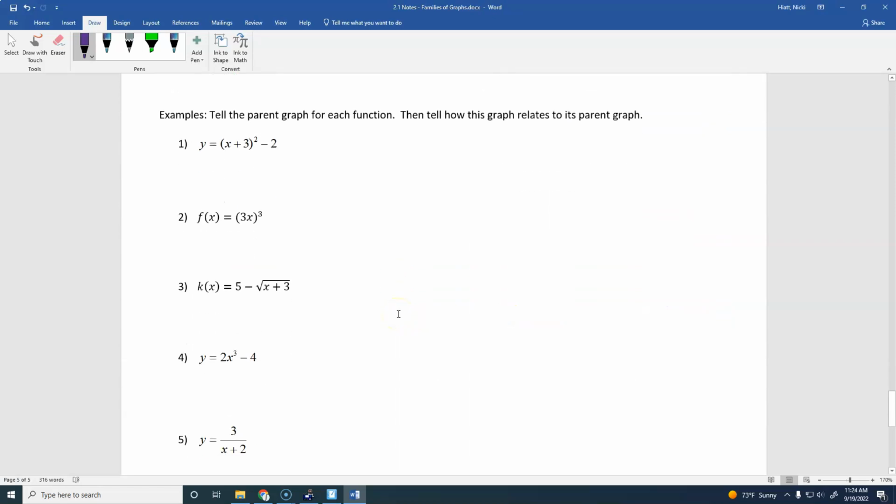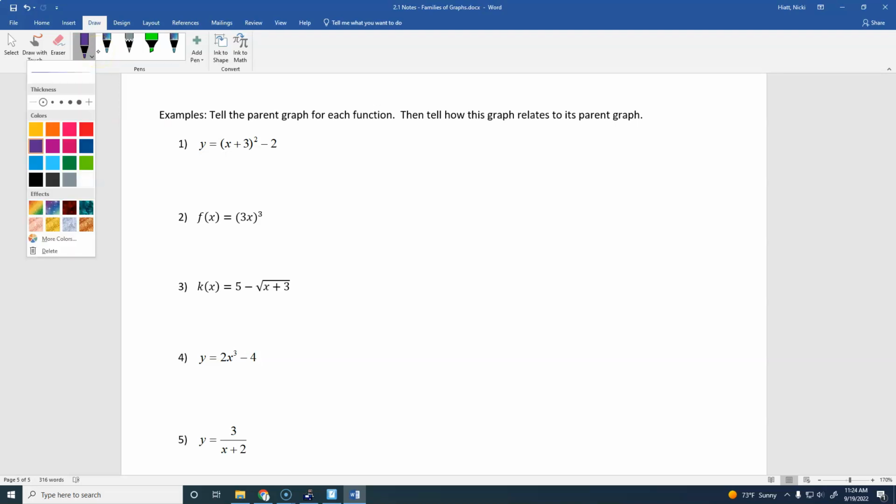All right, so let's look at picturing what's happening with these graphs. We're going to tell the parent function and how it relates to the graph. So we need to know the parent function and the transformations that have happened. All right, Reagan, what parent function are we dealing with in number 1? That's quadratic, yes.